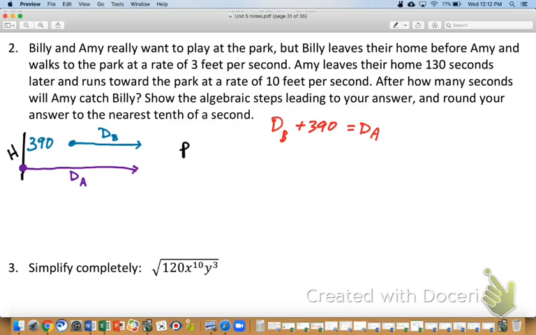Kind of the final step before we finish this is to remember that distance is the same as rate times time. So Billy walks at 3 feet per second. So his distance would be 3t, using the rate times time relationship, plus 390 equals, Amy is much faster at 10 feet per second, so her distance would be 10t.